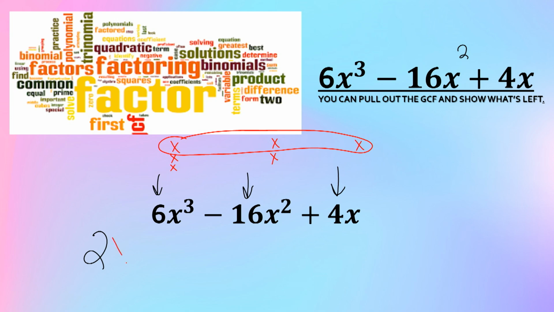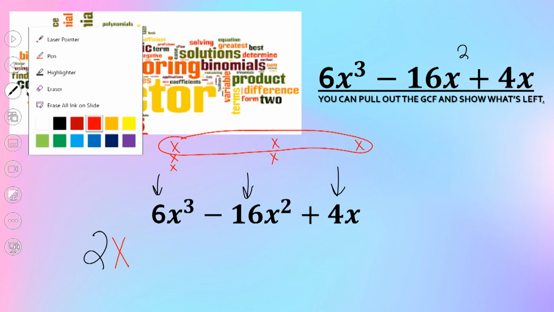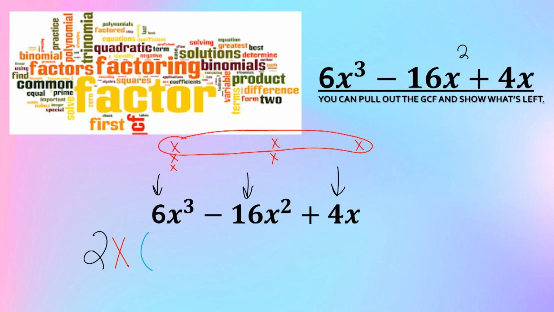So I'm going to take an x out. Then I'm going to put what I have left. So let's see. 2 divides into 6 how many times? 3. X to the third minus an x would give me x squared. Good job.